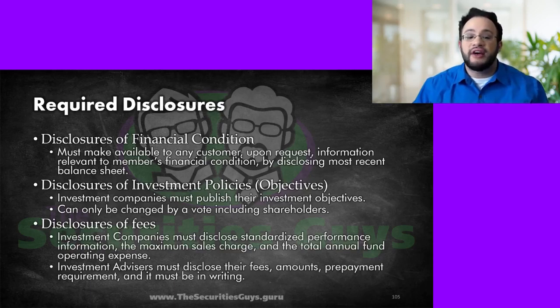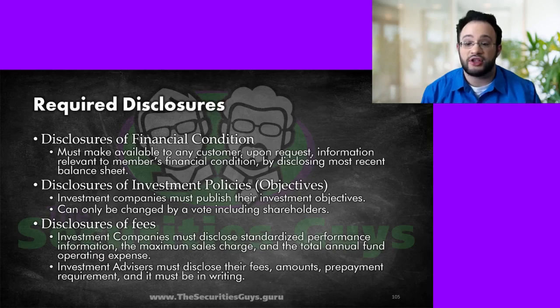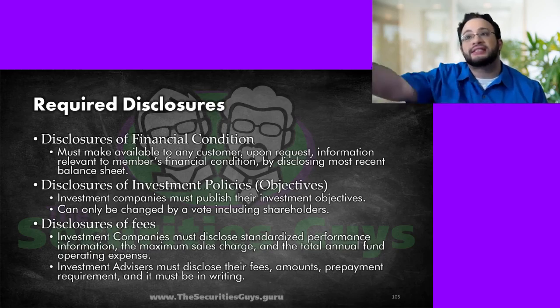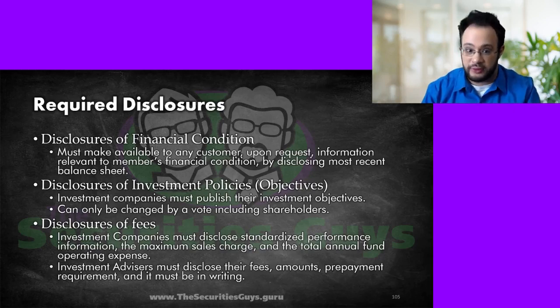Disclosure of fees. Investment companies must disclose standardized performance information, the maximum sales charges, and the total annual fund operating expenses. The investment advisors, that's under the Investment Advisers Act of 1940, must disclose their fees, the amounts, and any prepayment requirement. If I'm taking you on as a client, as an investment advisor, I may charge you $1,000 up front for the next 6 months of services. And then after 6 months, you're going to pay me $1,000 for the next. You're prepaying. You're not after-paying or post-paying. It also must be in writing with an investment advisor.